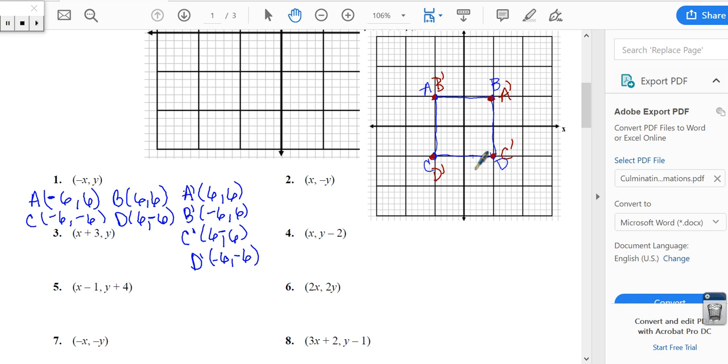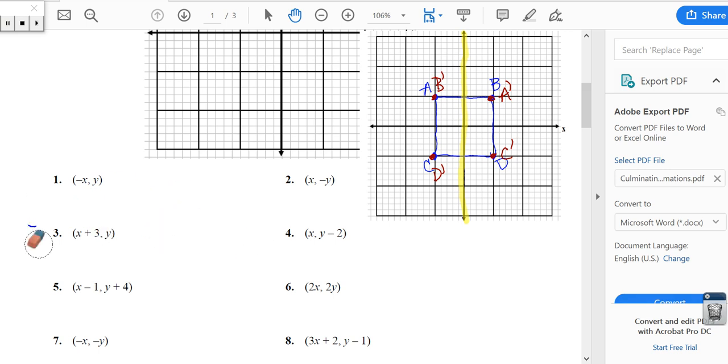So this was nothing but a reflection over the y-axis. So when you do a reflection over the y-axis, the x value changes, but the y stays the same. The x value takes its opposite value, and the y stays the same. So here we're just going to simply write that it was a reflection over the y-axis.